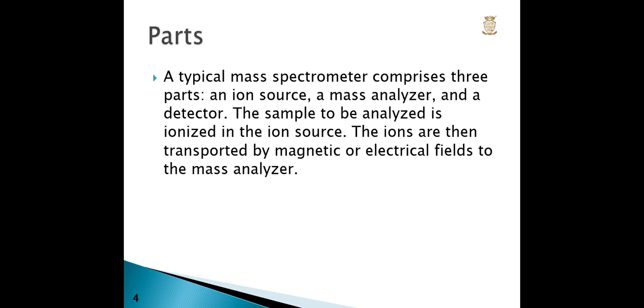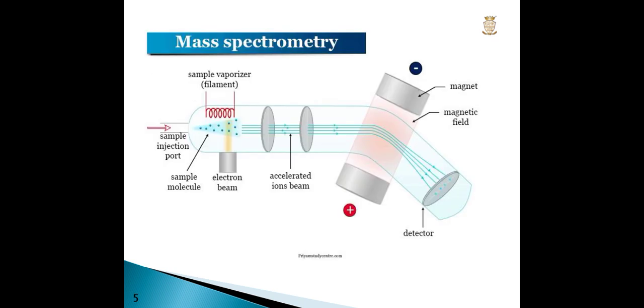Parts. A mass spectrometer comprises three parts: an ion source, a mass analyzer, and a detector. The sample to be analyzed is ionized in the ion source. Ions are then transported by magnetic or electrical field to the mass analyzer. Here you can see the sample injection port, and the sample molecules get vaporized in the presence of the electron beam, and they are accelerated through the slit and then transported through the magnetic field which is created by the magnet, and then detected by the detector.